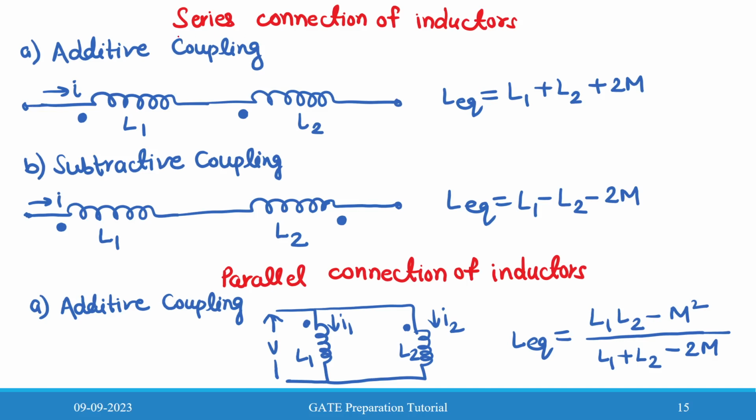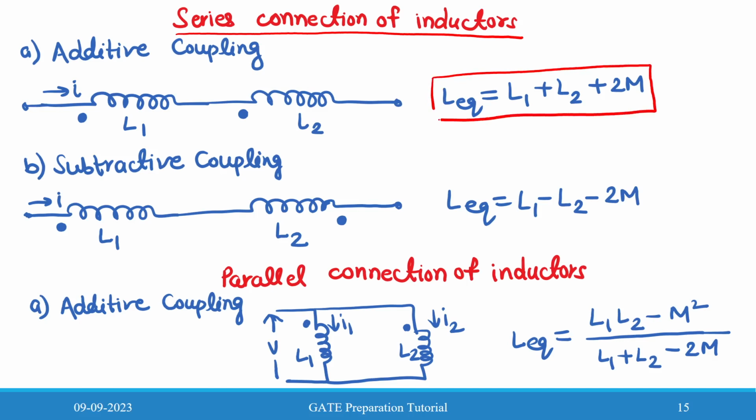If you have a series connection of inductors and between the inductors additive coupling is there, then the equivalent inductance will increase. So L equivalent will be L1 plus L2 plus 2M. How do you determine additive coupling? It means current is entering at both dots. And subtractive coupling, how can you define it? In subtractive coupling, at one dot current is entering and at the other dot current is leaving. So the equivalent inductance will lower down: L1 plus L2 minus 2M.